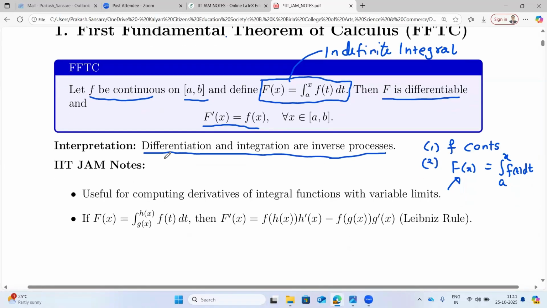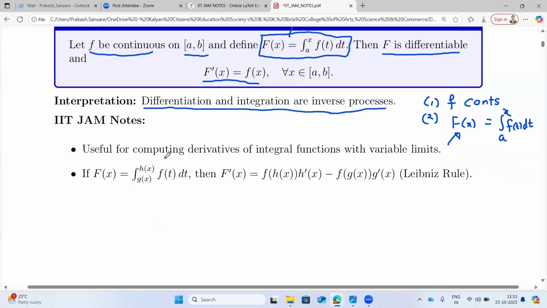Using these two theorems, in the IIT JAM exams many times questions were asked on the first fundamental theorem of integral calculus. We'll see what kind of examples are exactly asked, and along with this, we will also solve a problem which has direct applications of the first fundamental theorem of integral calculus.